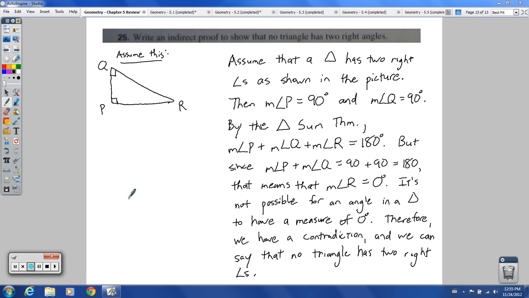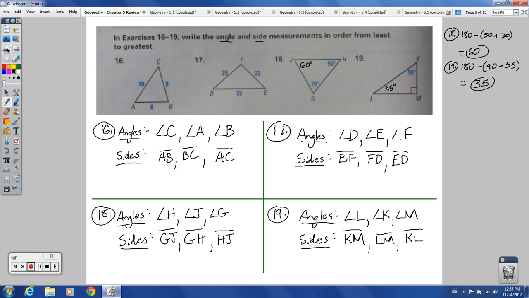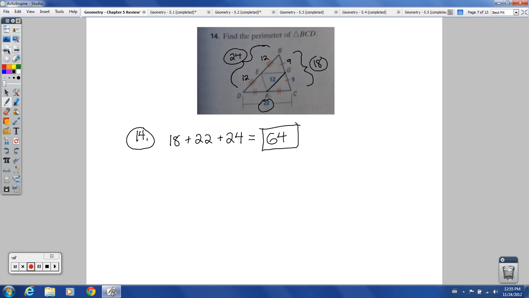So that finishes up our chapter review there for chapter 5. Go back to any of those problems if you need to. Pause, rewind, review any of those problems as needed, and be ready for the test coming up on chapter 5.